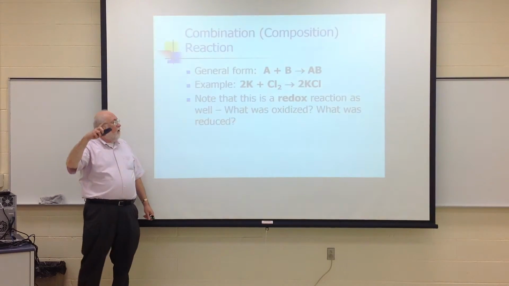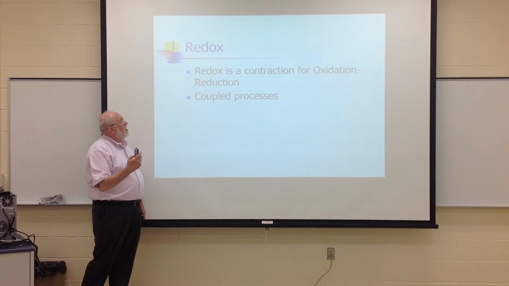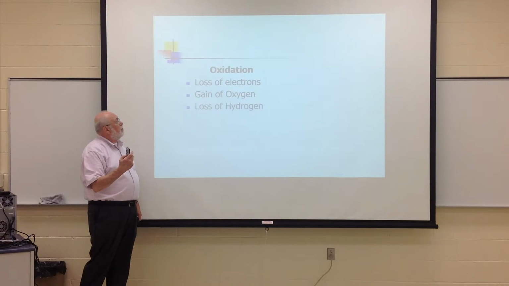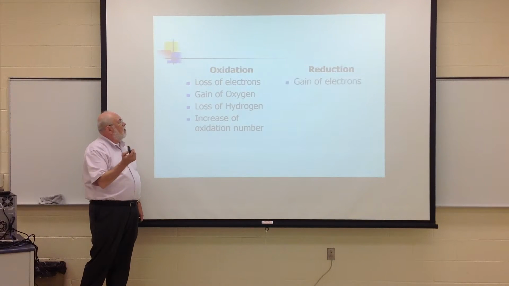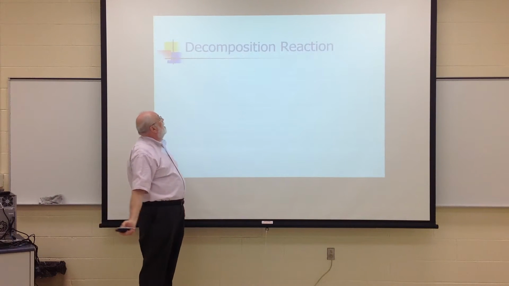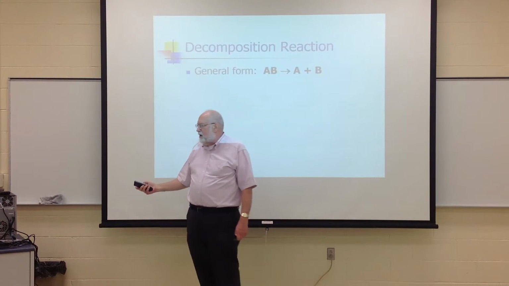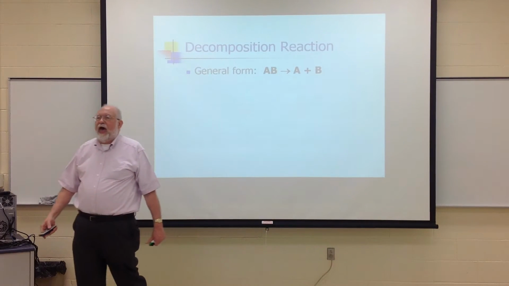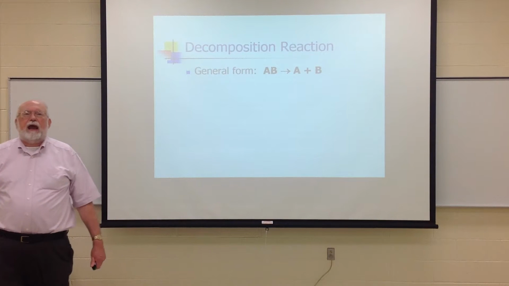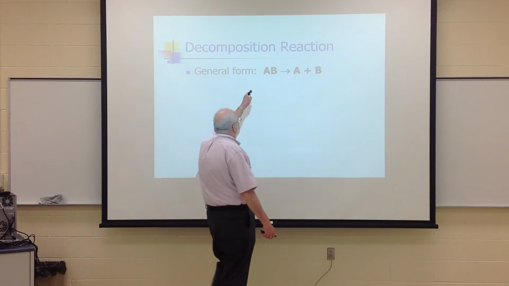Okay, now, let's move on to the next topic. All right, we've talked about that. We know what oxidation and reduction are, so let's just keep moving. Decomposition is the next general type. Now, what about that? Well, this is like turning the train around and going the other way. AB yields A plus B.